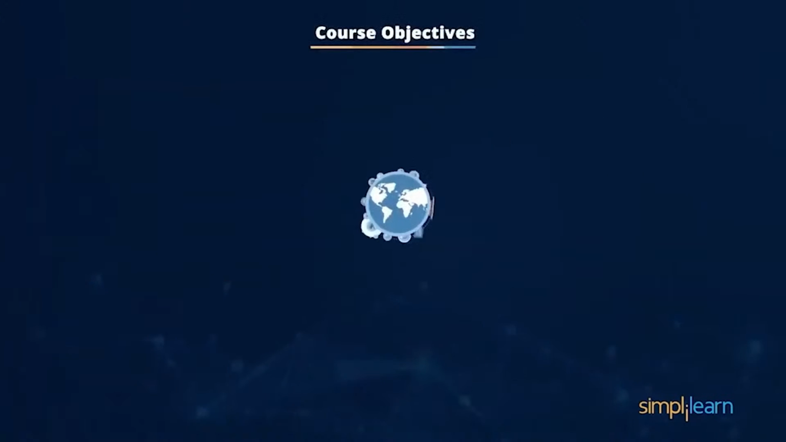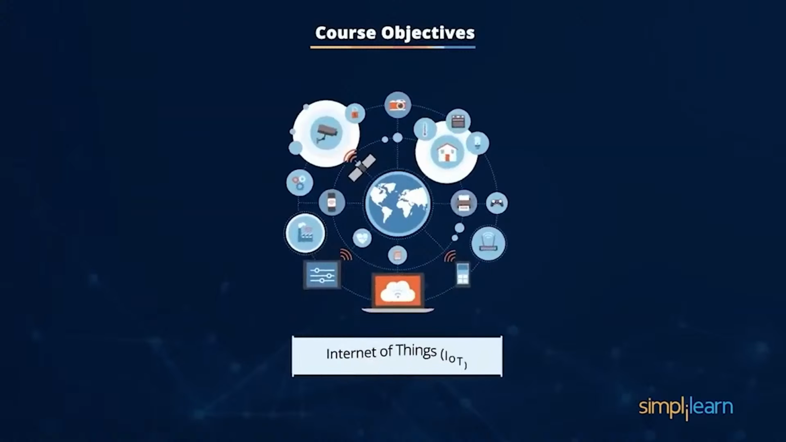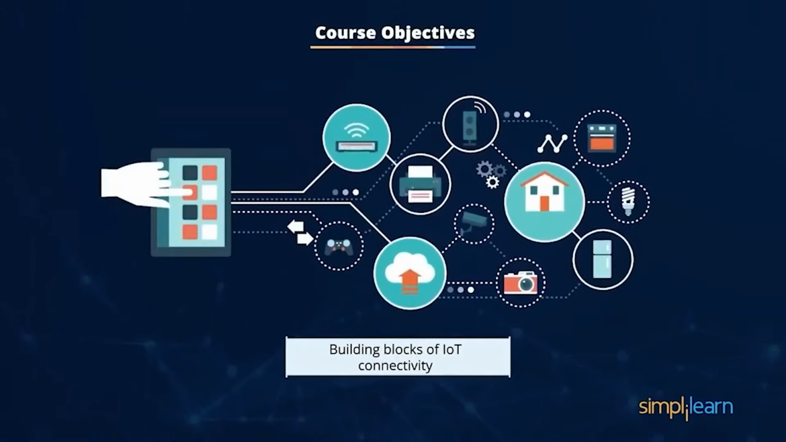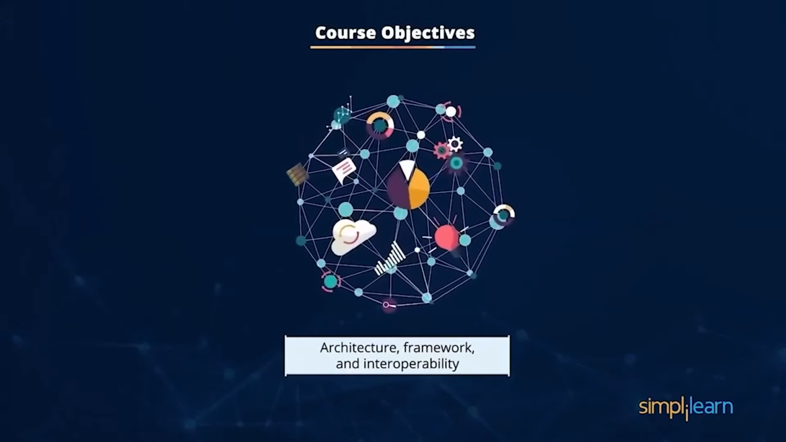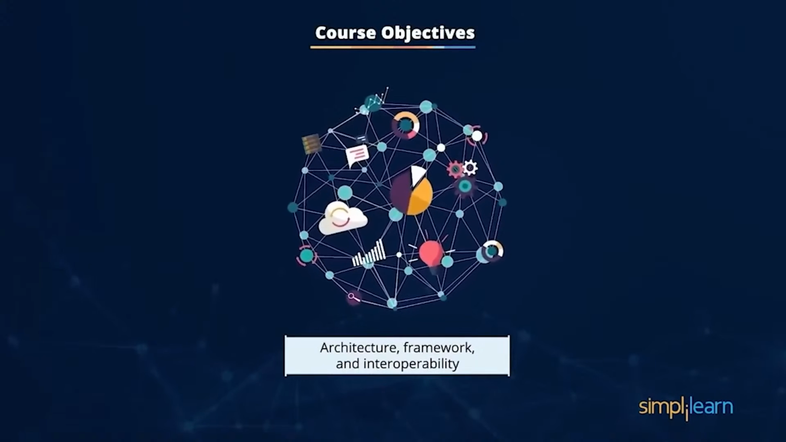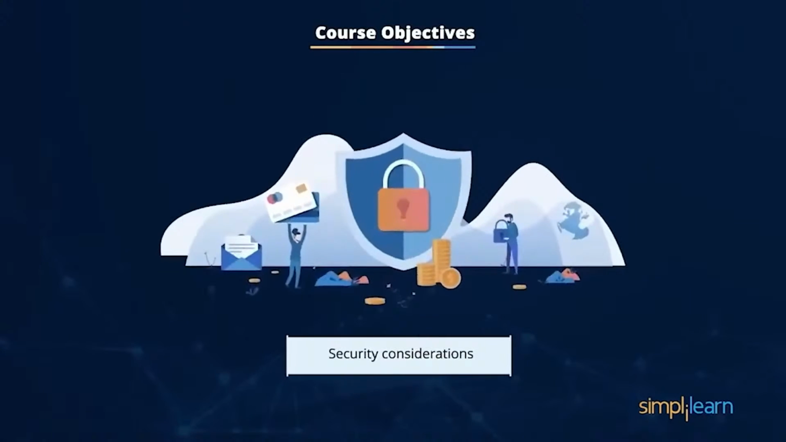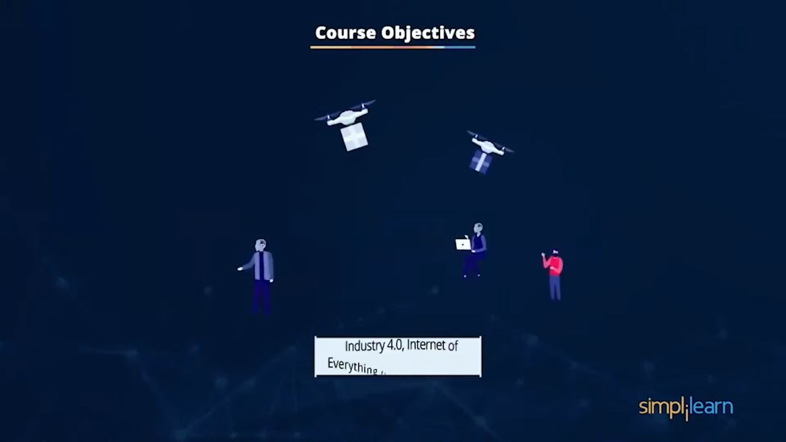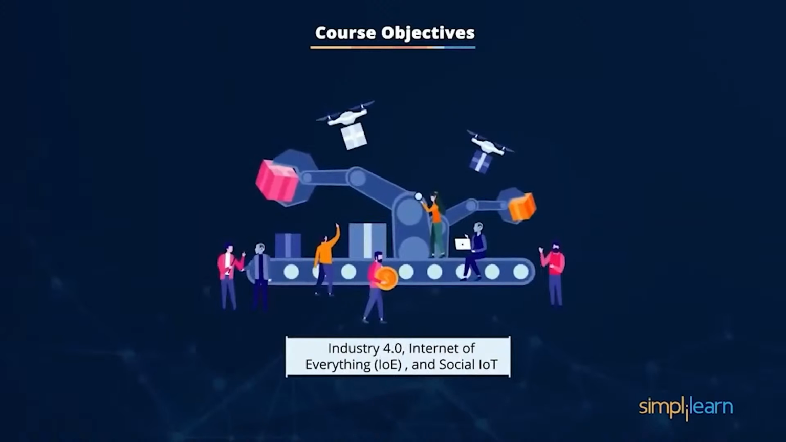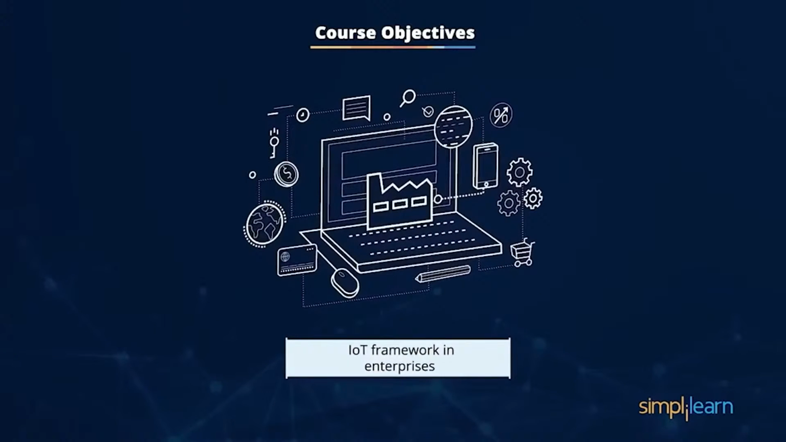After completing this course, you should be able to explain the concept of Internet of Things comprehensively, describe hardware, software, and other connectivity building blocks of IoT, describe design considerations pertaining to architecture, framework, and interoperability, explain the security considerations with IoT pertaining to vulnerabilities, explain Industry 4.0, Internet of Everything, and social IoT, and finally, describe IoT framework in enterprises.